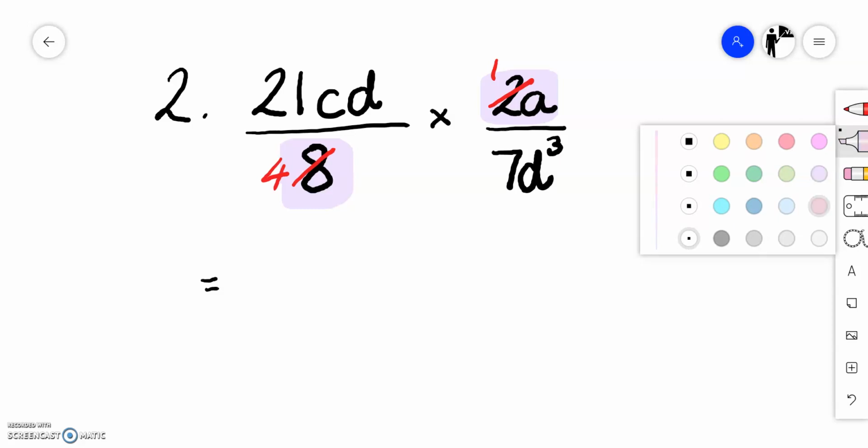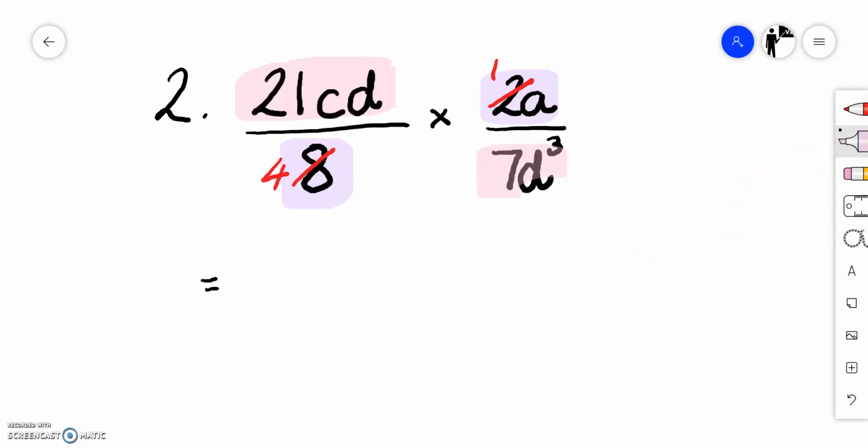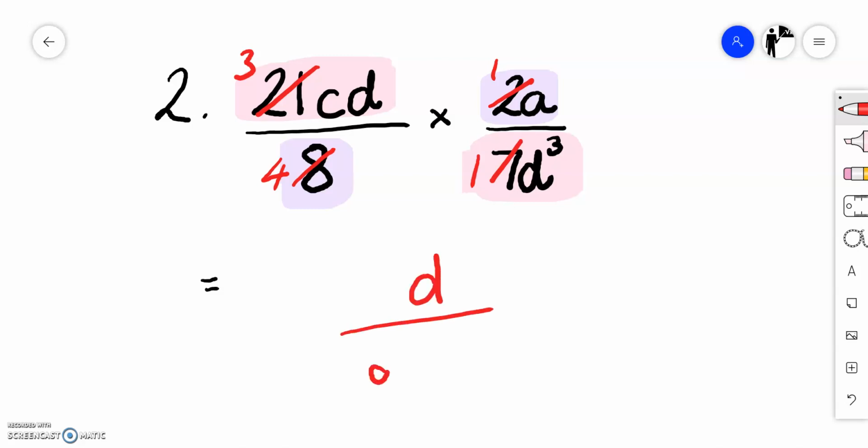Let's have a look at our other diagonal. 21cd and 7d cubed. Well, if I have a look at the numbers, the 7 and 21, they can simplify. 7 goes into that once and into that 3 times. If I have a look, d and d cubed, I'm just going to write this out. I've got d and I've got d times d times d. So the d would simplify with one of the d's from the d cubed. So I would have d squared left over.